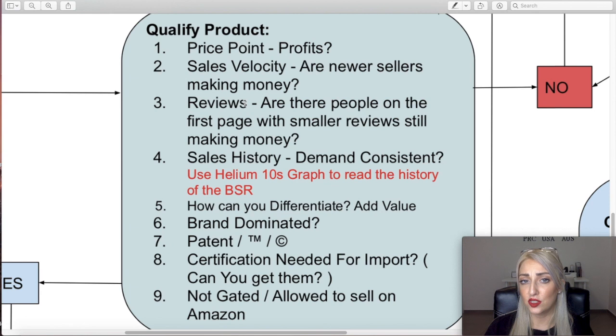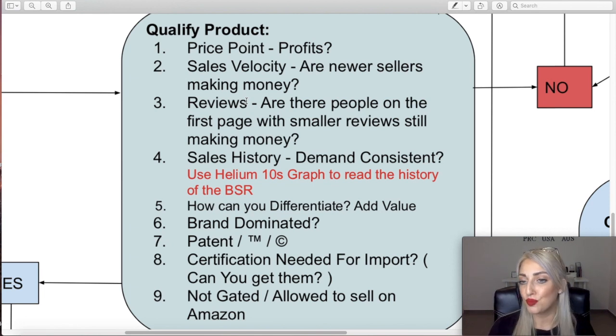Are the people on the first page with smaller reviews still making money? Are there even people with smaller reviews? So when I'm on the main keyword, let's go with the example of the sloth water bottle. If you go to Amazon.com and type in sloth water bottle, you'll see that there are people with 100 reviews, 50 reviews, 2 reviews, 10 reviews. There are not many products that have thousands of reviews. Now, it doesn't mean that you shouldn't get into a niche that has thousands of reviews. You sometimes can compete against that.